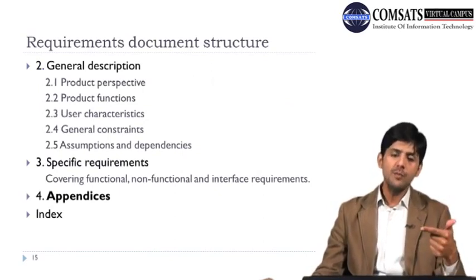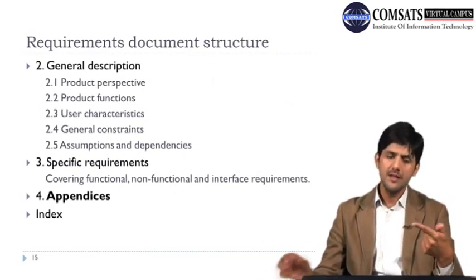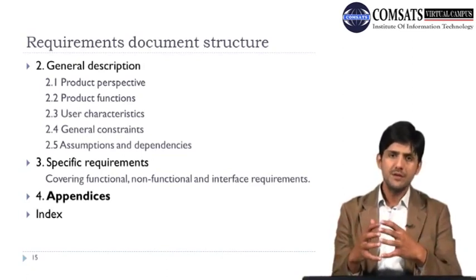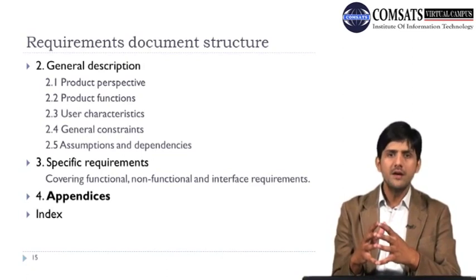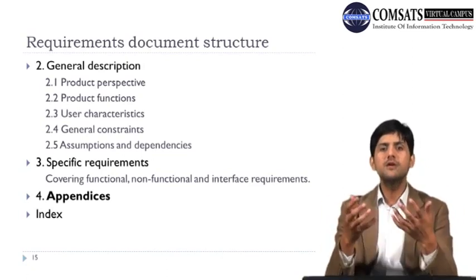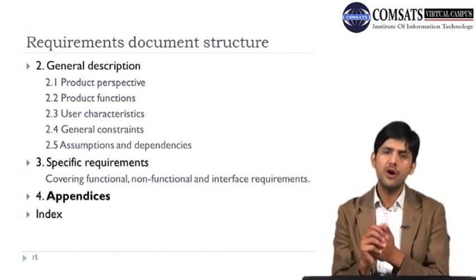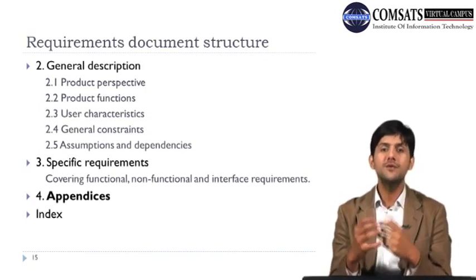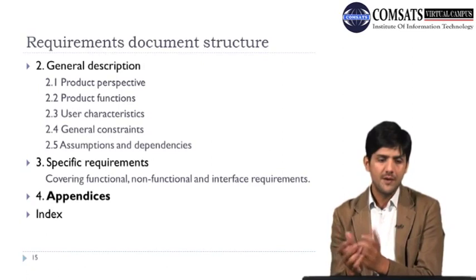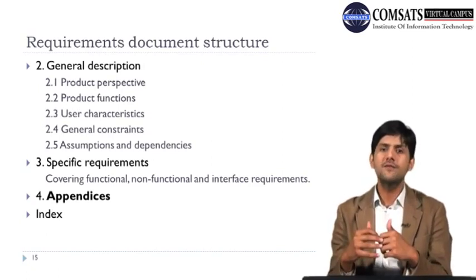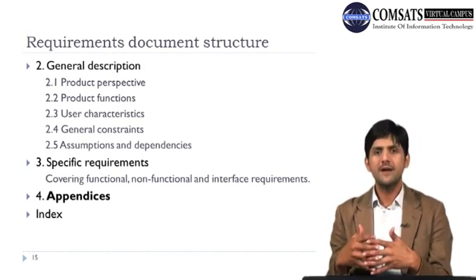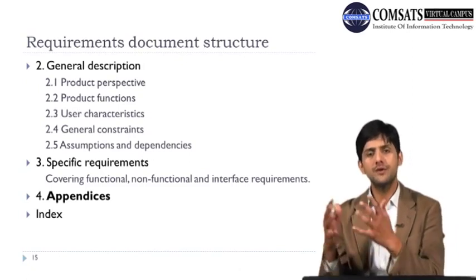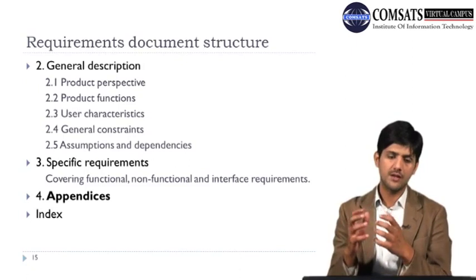Then this section is followed by the general description. In the general description we give a product perspective, where we say how this particular software would behave as a product, and then we talk about particular product functions. We also mention what kind of users are going to use this product. Then we mention any general constraints that the client has put on it and that we think are necessary in order to develop it. We mention those in this particular section of general constraints.